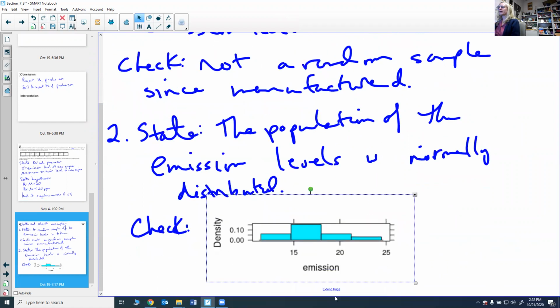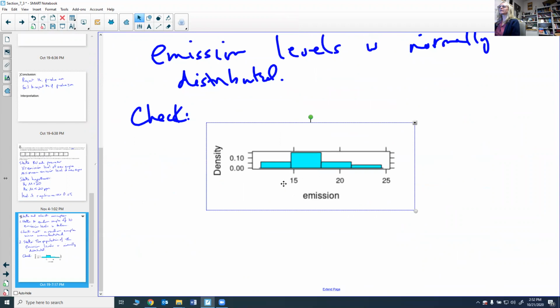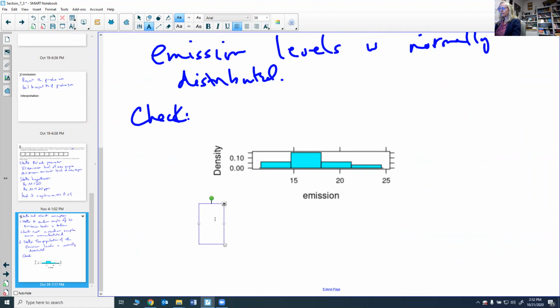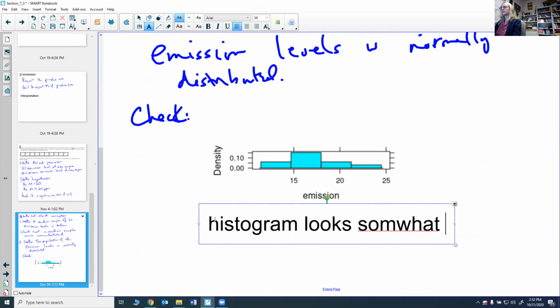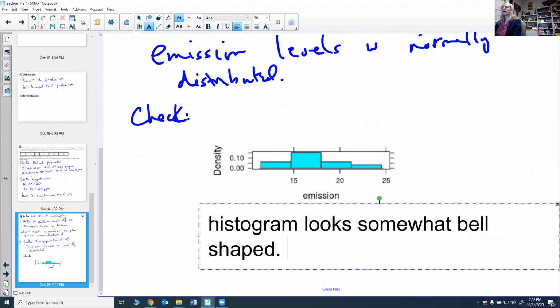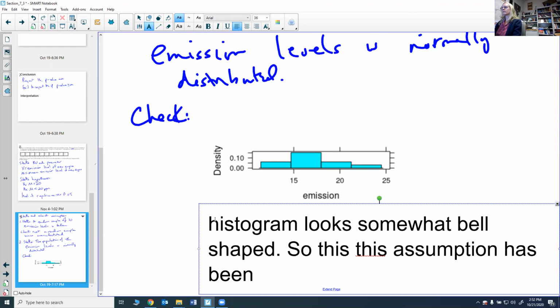And this histogram, I didn't do a density plot because I don't have the right data set in there, but I did kind of the same idea. It looks kind of bell-shaped. So this looks like it's okay. The histogram looks okay. So this assumption has been met, which is good because it wasn't a very big sample in the first place. So it's a good thing we have that.